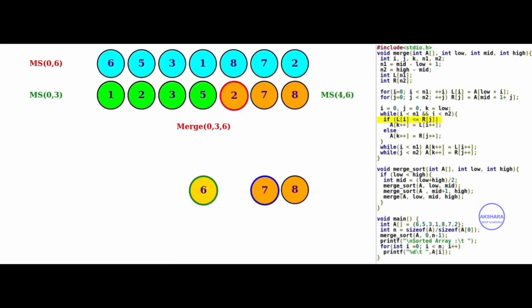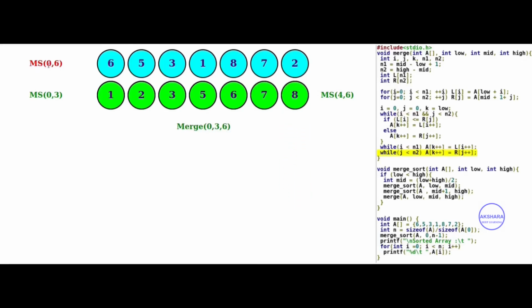Again L of I will be compared with R of J. Here L of I is smaller than R of J. So L of I will be copied into A of K. See here this left subarray is completed. Now I will be 4, which is not less than N1 value 4. So this while condition will fail. So the remaining right subarray will be copied into the original array until it is completed.